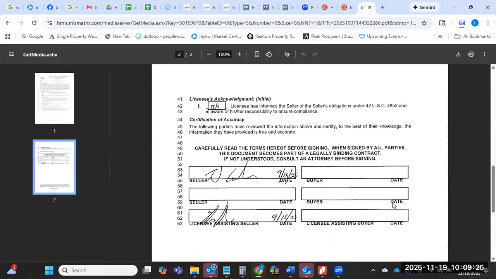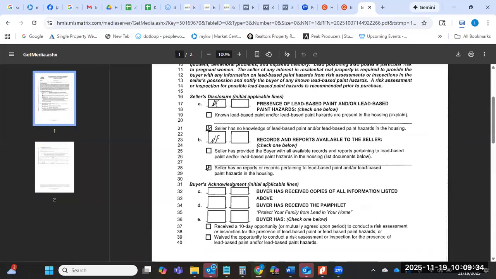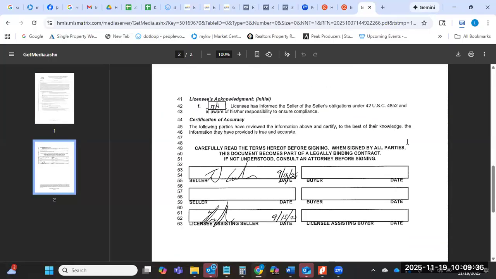Our sellers have signed. The reason I'm going over this form is because you will be applying your buyer's signatures on this. They are initialing what they need to initial up here on the first page. They are signing on the second page, and you, as the licensee assisting the buyer, are signing on the second page. That's that.